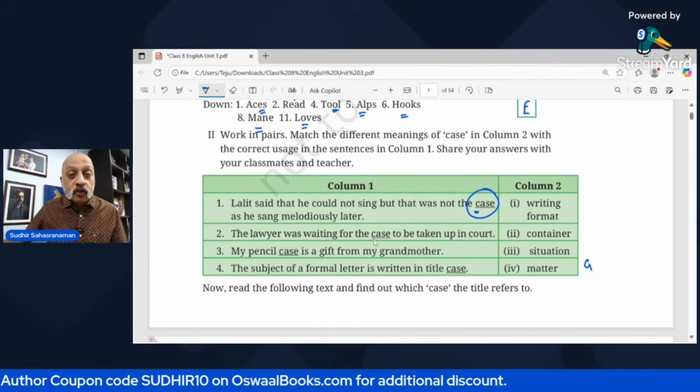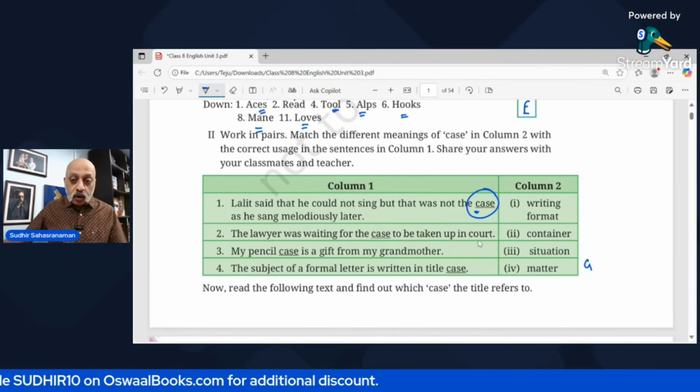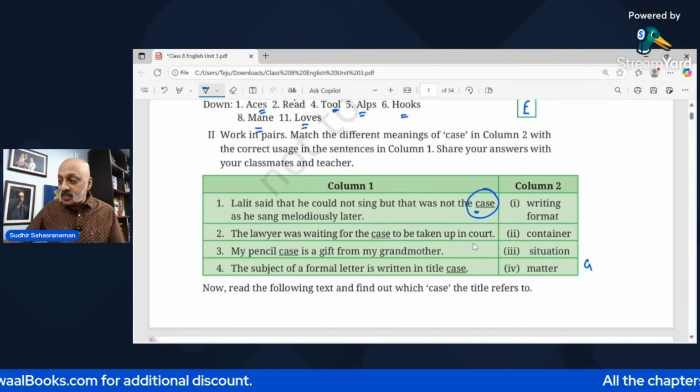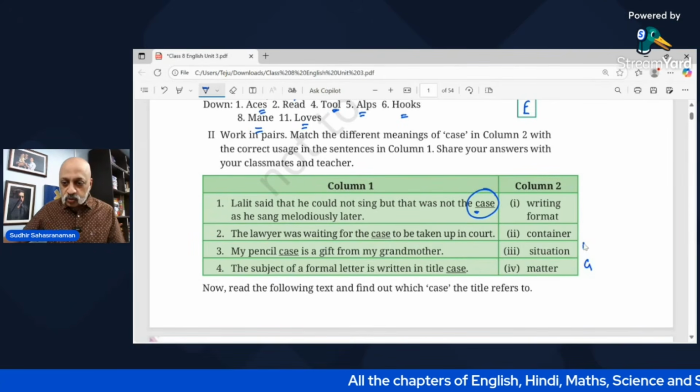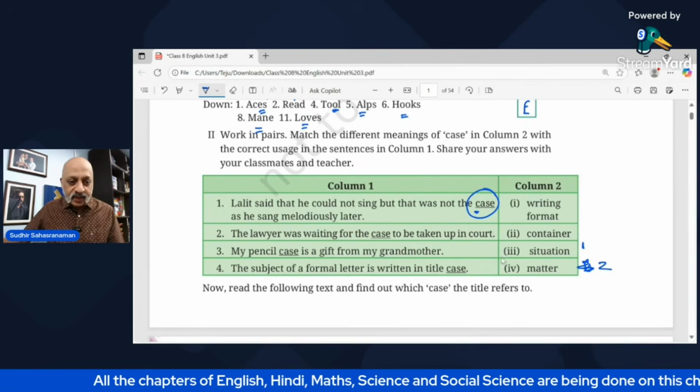The lawyer was waiting for the case to be taken up in court. So what would be the case in this particular, sorry, was not the situation. This is the first one. It says was looking for the thing. So this would be second.